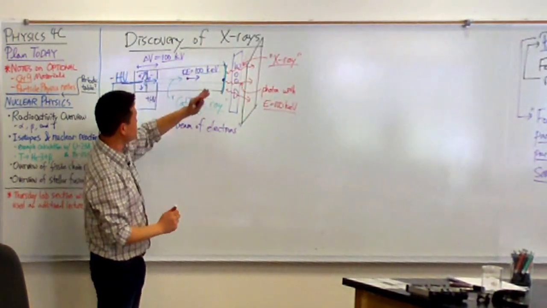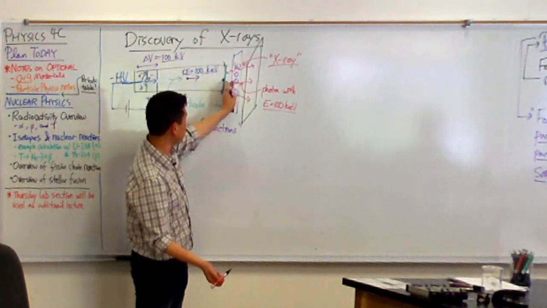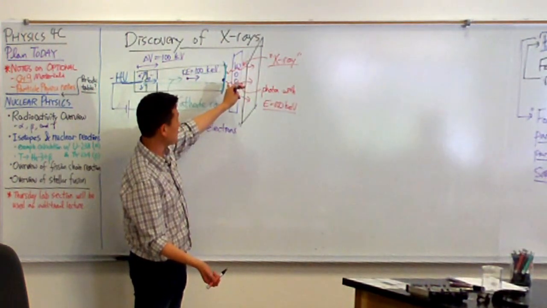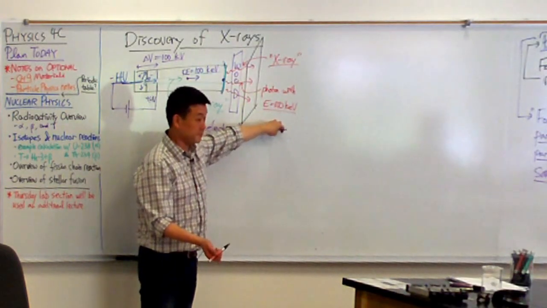This high energy cathode ray, or high energy electron, is losing energy as it's suddenly coming to a stop, and that energy is being carried away by a high energy photon.